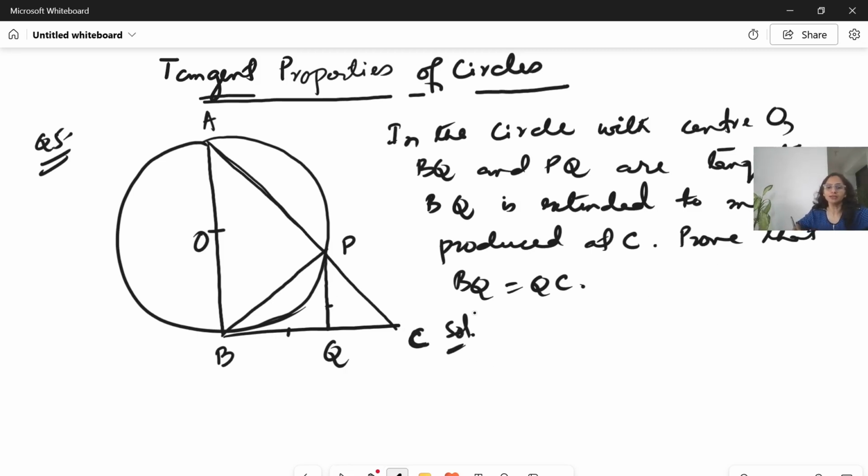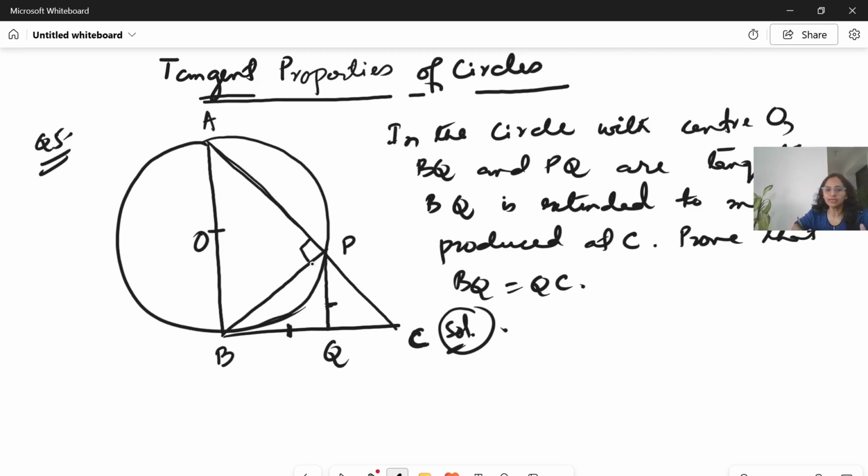So look at the question. First, O is the center, which means AB is the diameter of the circle. In the angle properties, we have learned the diameter of a circle subtends an angle of 90 degrees at the circumference. So this angle is 90 degrees, right? What next? Now, these two sides are equal because tangents to a circle from an external point are equal. So PQ is equal to BQ.